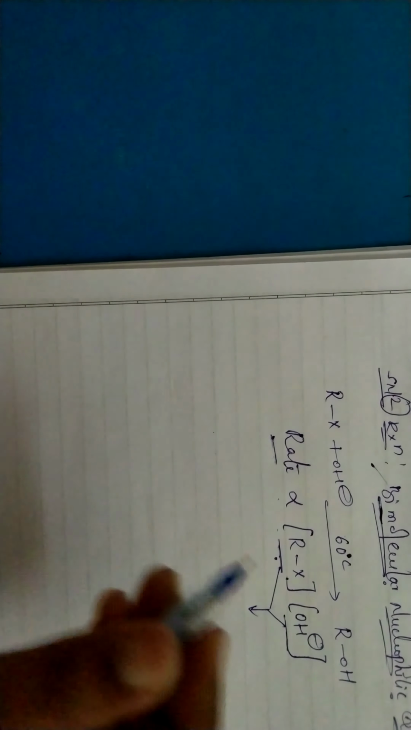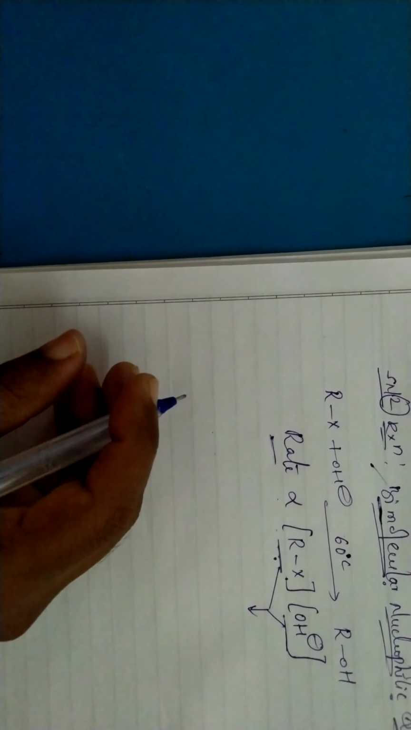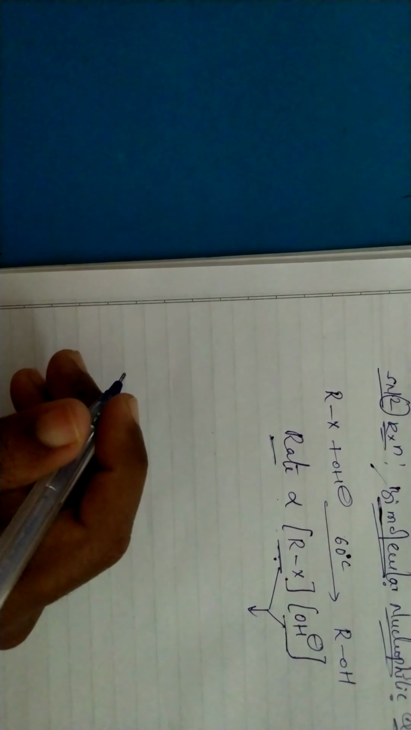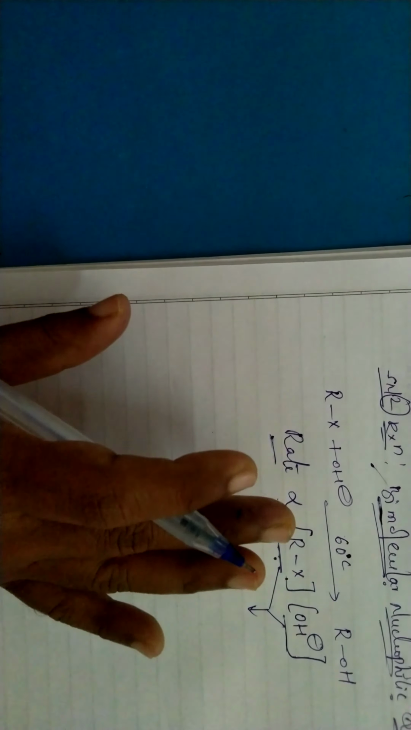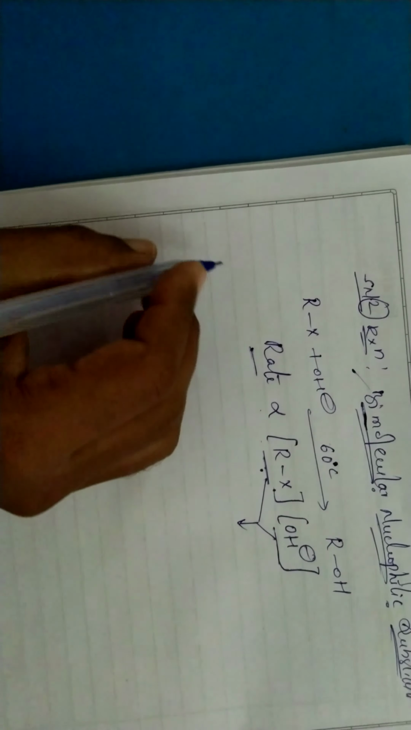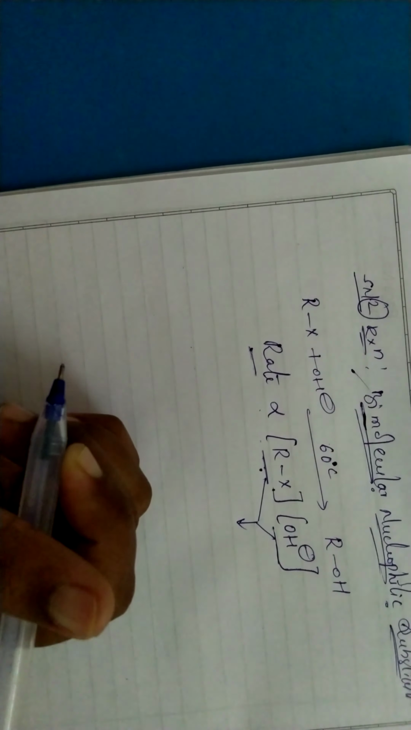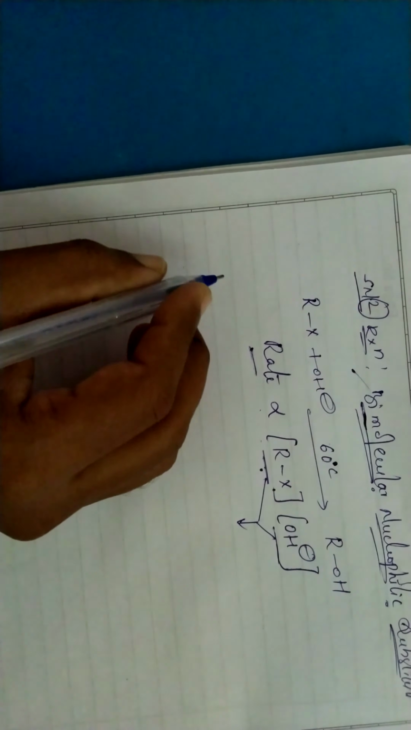So this is about the SN2. Generally SN1 proceeds in two steps, but SN2 proceeds in only one step. In SN1 there are two steps: the first is the slow step and the second is the fast step. But the SN2 reaction completes in only one step. We'll see what happens here. Also, tertiary alkyl halides undergo SN1, but primary alkyl halides undergo SN2.